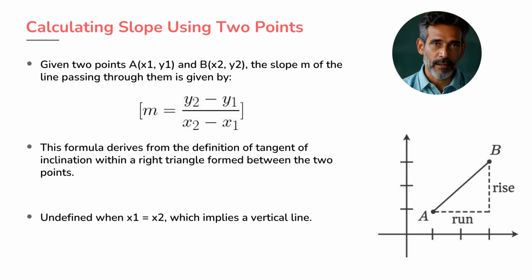Why does this work? Think of the 2 points forming a right triangle on the coordinate plane. The rise, going up or down, is y2 minus y1 and the run, moving left to right, is x2 minus x1. Slope is simply rise over run. But watch out. What if x1 equals x2? Then we are dividing by 0 and our slope is undefined. This corresponds to a vertical line, straight up and down, just like we discussed before.